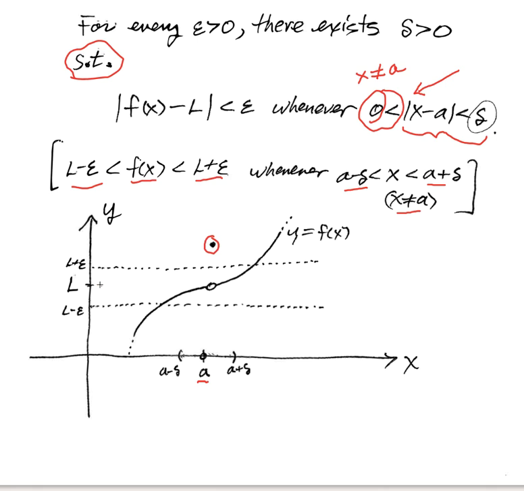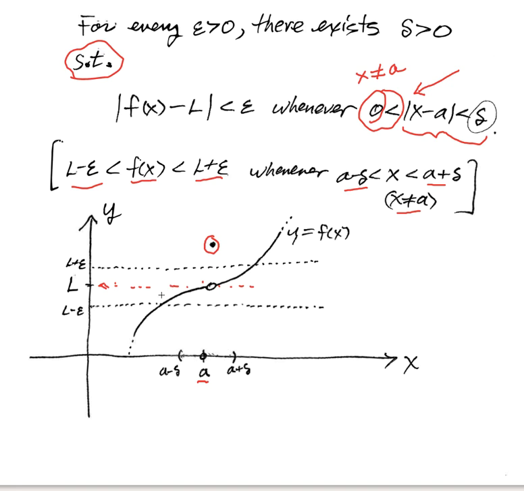Here's the limit, in fact. Here's L. If I was to draw this along here, here's y equals L. So the limit is going to be L because no matter how close I want to get to L, I can always do it so long as I'm sufficiently close to a.